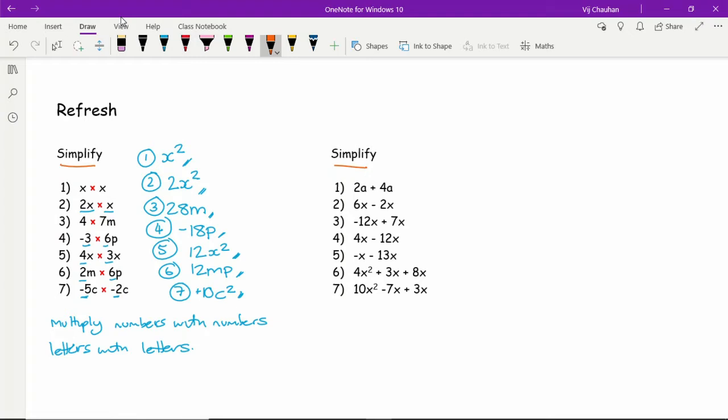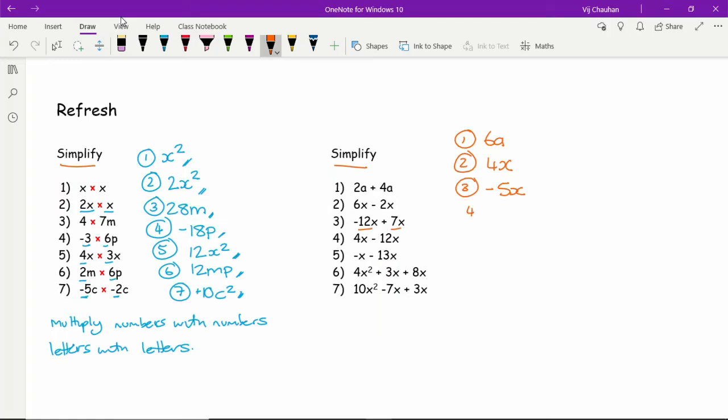So for question 1, I've got 2a plus 4a, which gives me 6a. For question 2, I've got 6x take away 2x, which is 4x. And with question 3, here I've got minus 12 plus 7, so that's going to give me minus 5x. It's always worth remembering that the first term is where you start, and then the second, when you're adding or subtracting, basically tells you direction and by how many places.